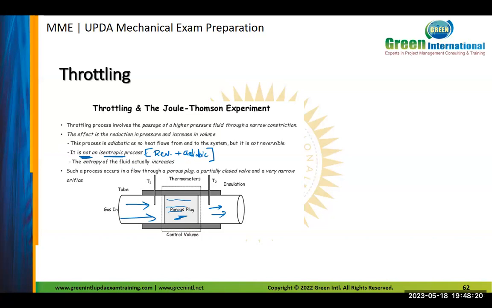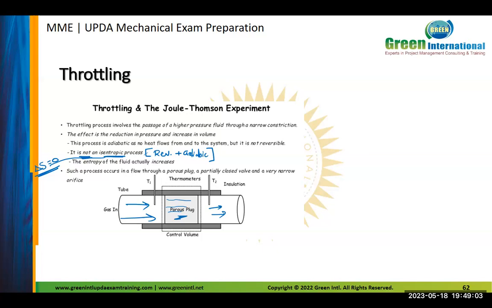Actually, it is not reversible. It can't go back to the original from state to state. This is the reason it is a non-isentropic process, okay? So an isentropic process means the change of entropy is zero. This is the meaning of isentropic. So we study now the meaning of isentropic process, also adiabatic. What's the meaning of adiabatic? Adiabatic process means no heat transfer. That's fine.